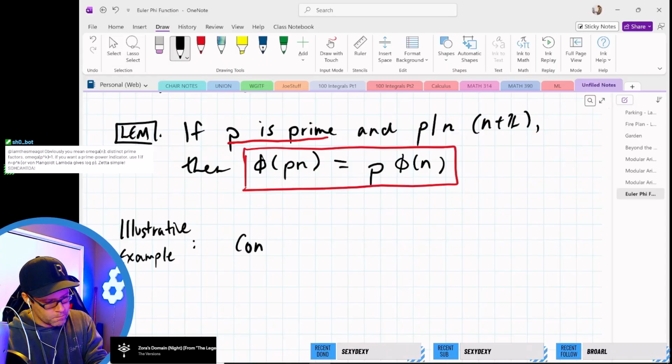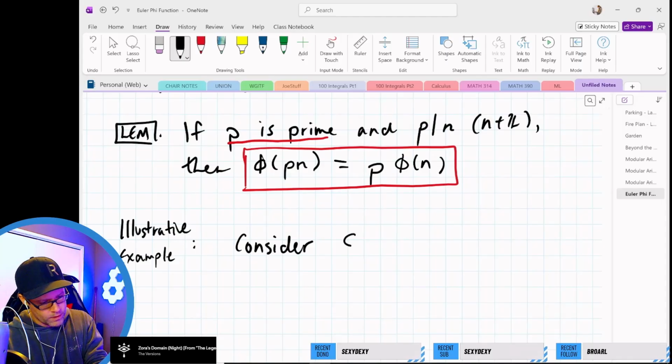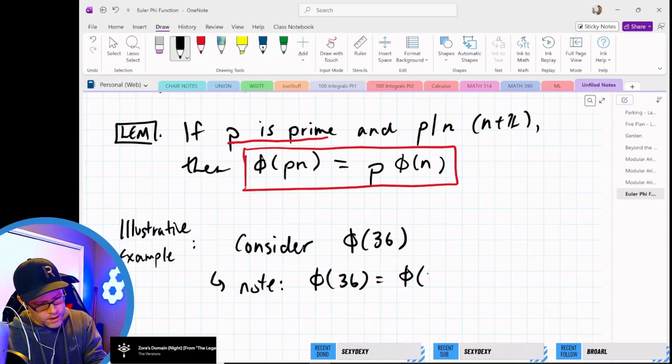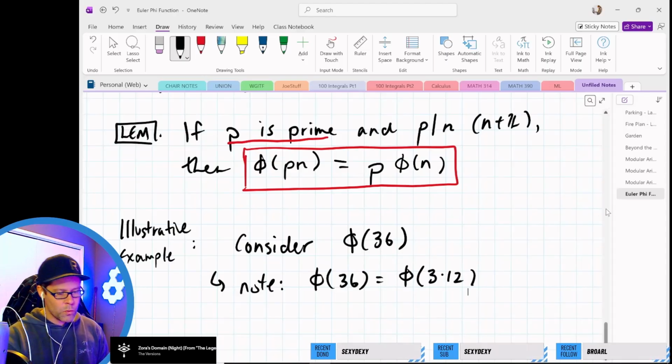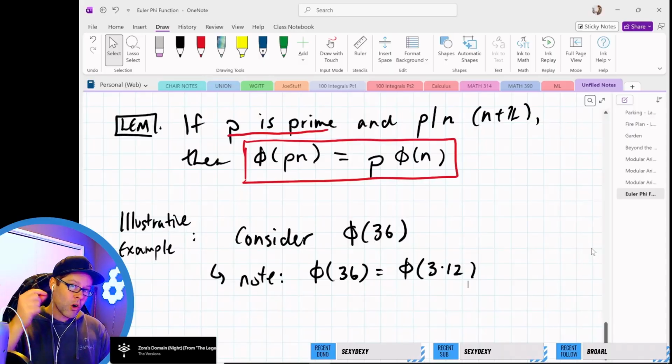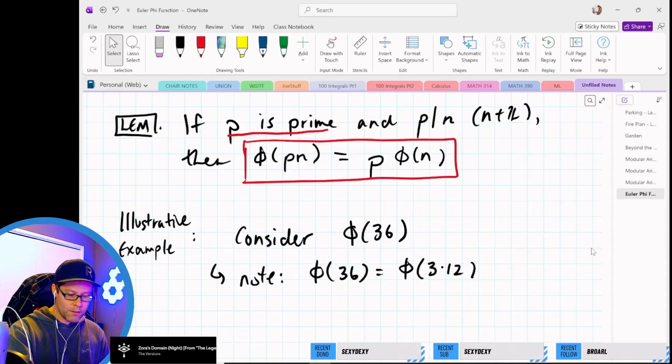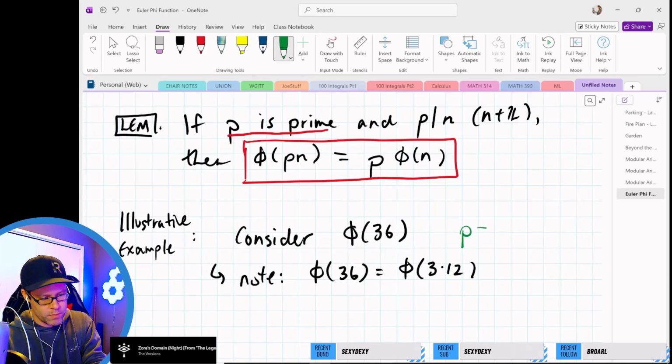So the example I have is the following. Let's consider phi of 36. We can note that phi of 36 is equivalent to phi of 3 times 12. So we have the conditions in the lemma that we need. We have a prime number that divides n, since 3 divides 12, and we have phi acting on this overall number, which is 36. So here p is 3 and n is equal to 12.